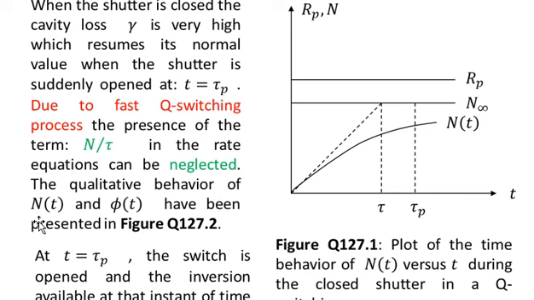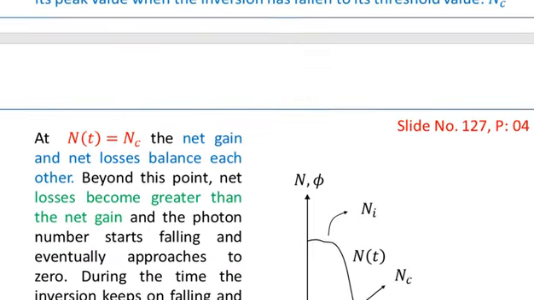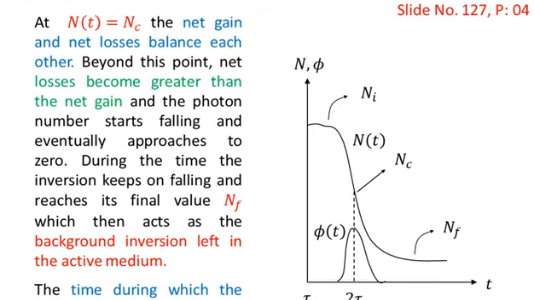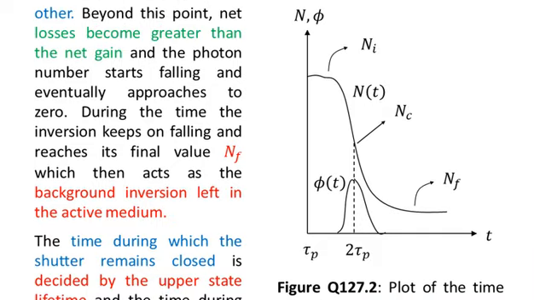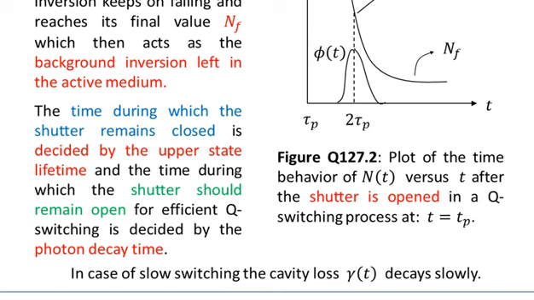The qualitative behavior of n of t and phi of t have been presented in figure number 2. So let's look at the behavior of the population inversion and the increase in the number of photons in figure number 2. So this is figure number 2. Let me first of all describe the caption.